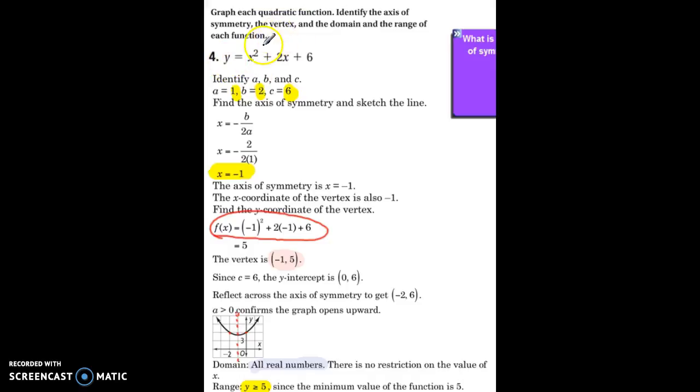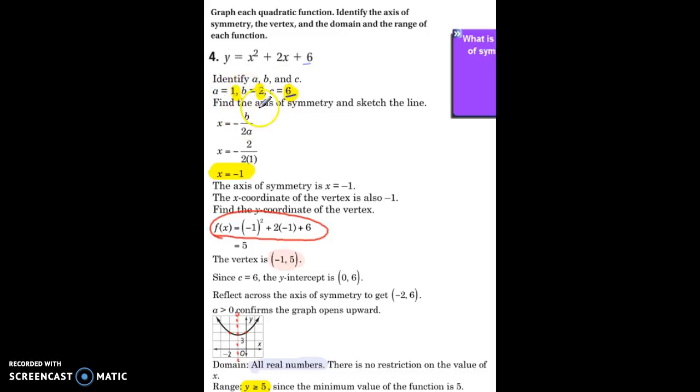In problem number 4, I want to graph the equation and then talk about the characteristics of the parabola. So I need to identify my a, b, c. So that's how I got 1. My linear term is 2. My constant term is 6. So because a equals 1, I know this curves up.